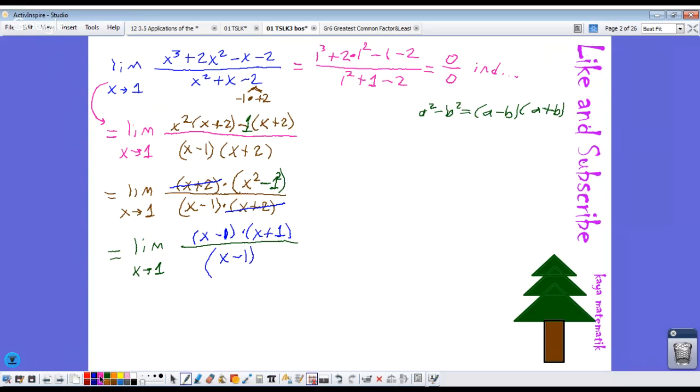At that, we can also simplify x minus 1 by x minus 1. So there remains only, when the limit approaches 1, x plus 1, which is, let's put the number 1 in, 1 plus 1, guess what? 2. So now let's go to the third example.